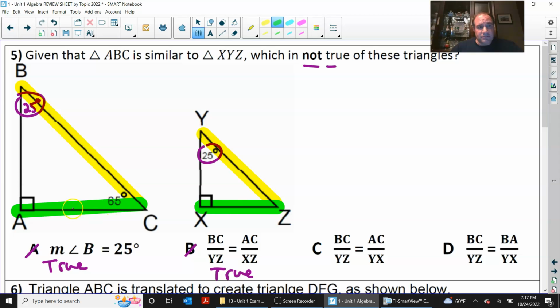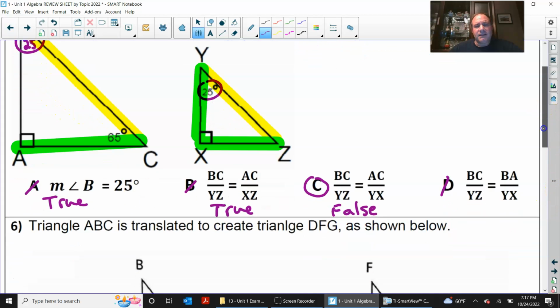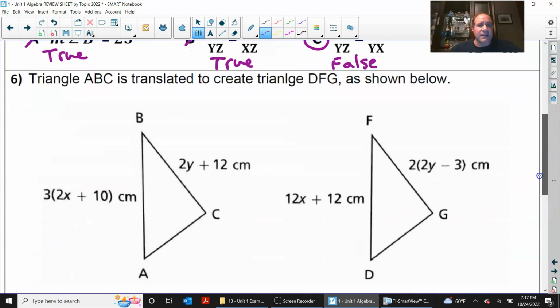AC, the green one, over YX. That doesn't match up corresponding sides. C is your one that is false because the corresponding sides do not match up. I'm going to cancel out D. C is your answer. That proportion is not correct.